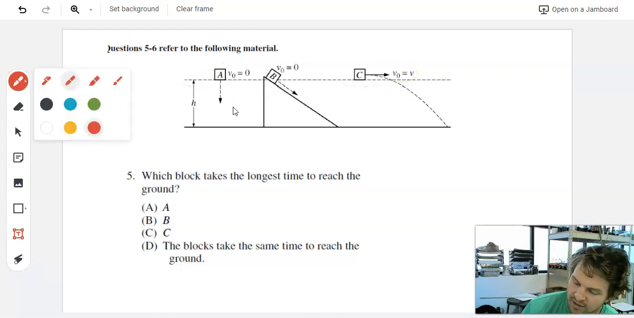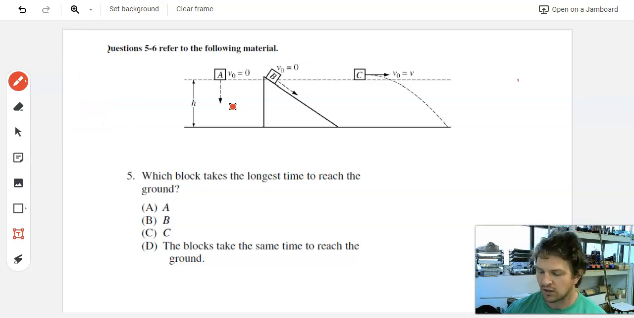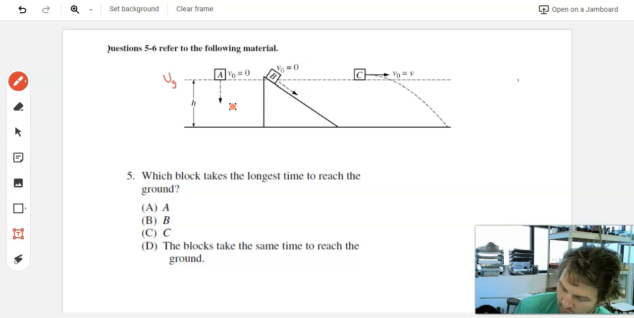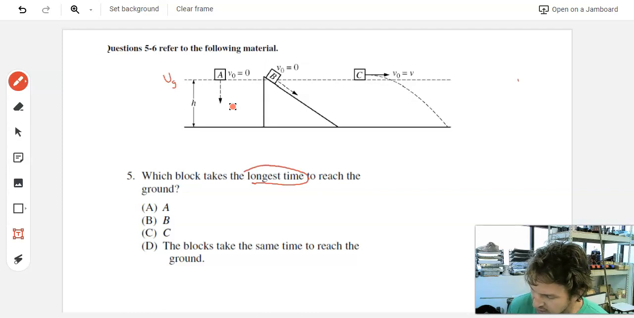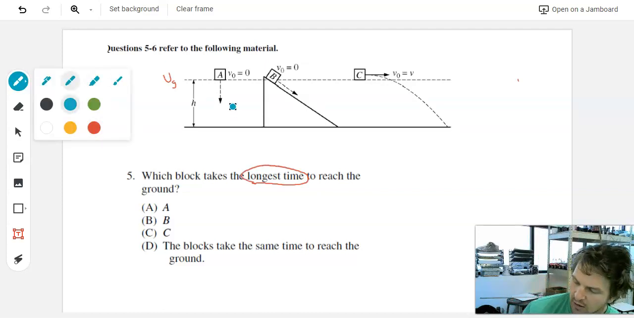So when I'm thinking about this, energy conservation kind of comes to mind because I have things dropping a certain height. They're all going to start with the same gravitational potential energy because they have the same starting height, right? Let's just go and see what we need to do. Which block takes the longest time to reach the ground? Well, let's think about that.